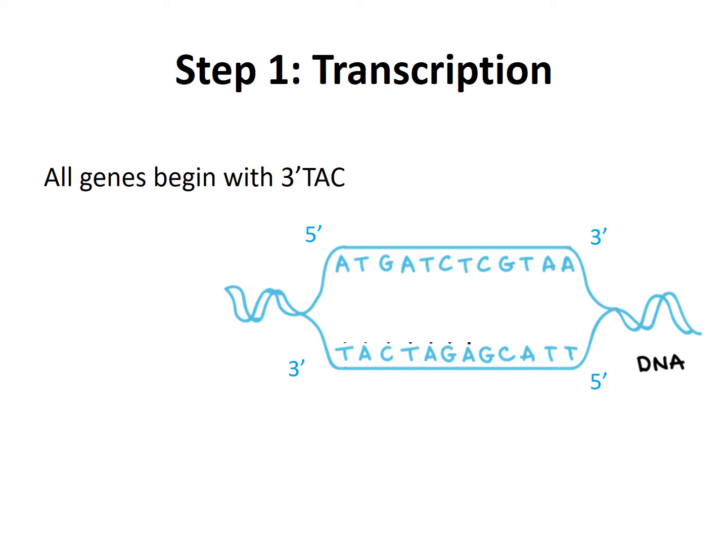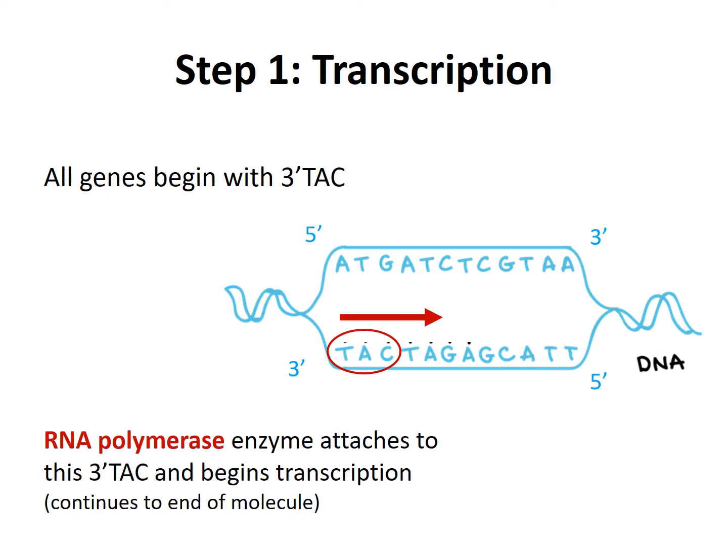Let's try the bottom strand. So I'm putting my finger on the 3', and now I'm reading it left to right. TAC. Oh, there's one right away. Are there additional ones? TAG, AGC, ATT. Nope, I see one 3' TAC. Here it is. This is the beginning location of transcription on this molecule of DNA, just for example.